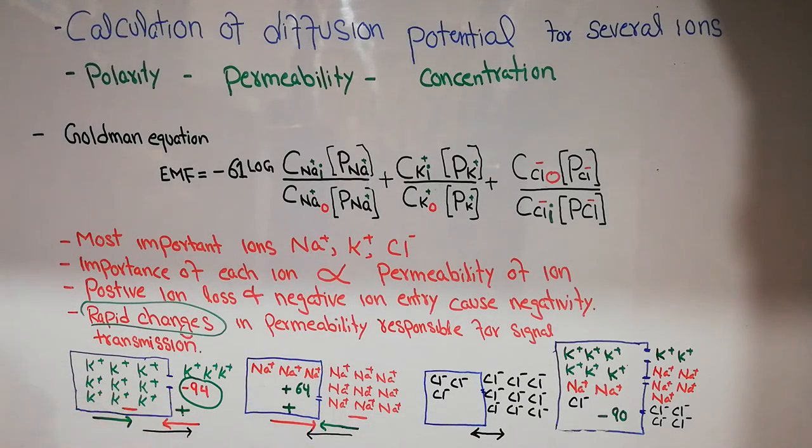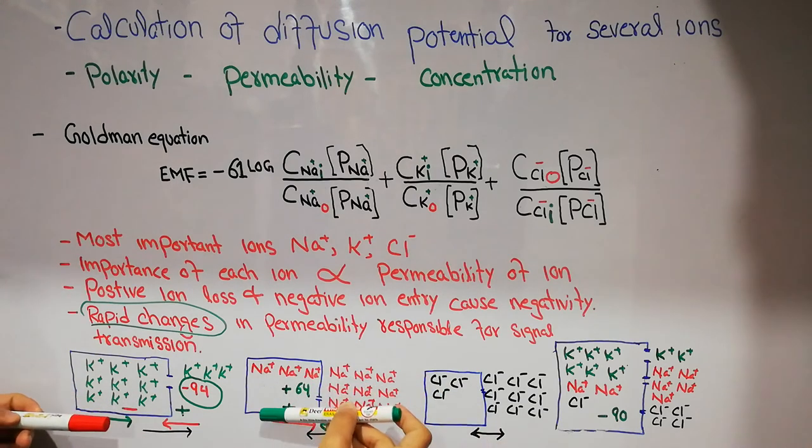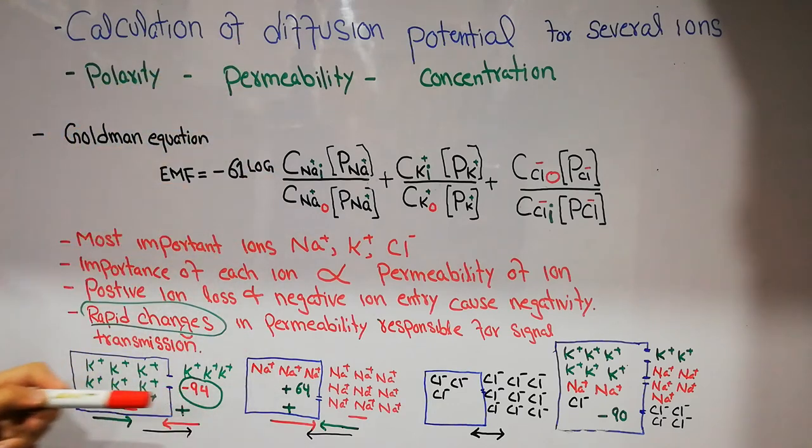When both the forces meet each other, they cancel the effect of each other. The concentration gradient is pushing the sodium inside, while the potential difference is pushing it outside, and it is not allowing the movement of sodium. When that point is reached, there will be no net movement of sodium, and that will be the equilibrium potential or the Nernst potential. So the Nernst potential for potassium only is minus 94, and for sodium only is plus 64 millivolt.